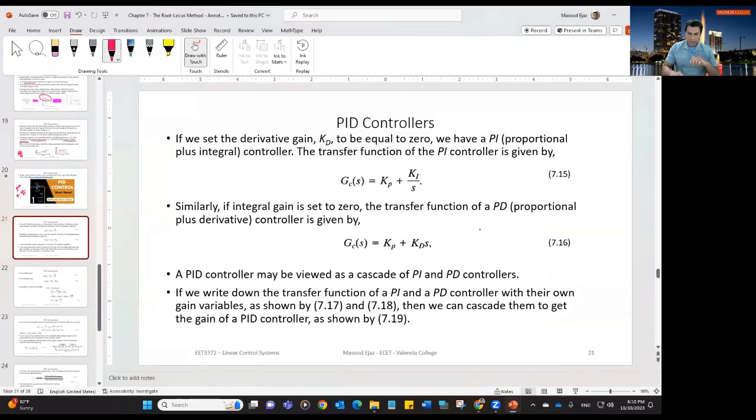So as you saw in the video, if we set the gain of one of the branches to be 0, then you can get a PI controller or a PD controller. That is, one of them is just going to be 0, and the transfer function of the controller block will depend upon 2 gains instead of 3 gains. We can also look at the PID controller as a cascade of PI, which is proportional and integral, and PD, which is proportional and derivative.